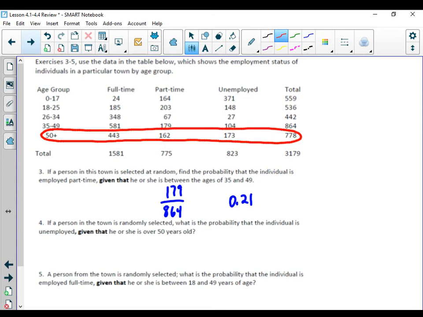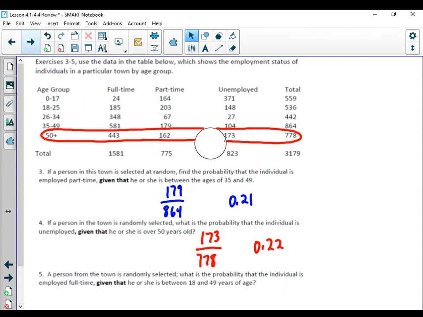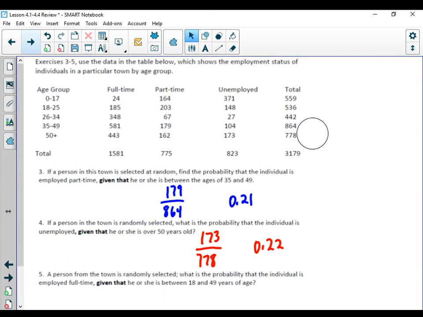And the 50 plus data, the ones that were unemployed, were 173. Out of, in that data set, there were 778. So I take 173 over 778, and I get 0.22 if I like the decimal. So the nice thing about the conditional is it restricts how much data I have to look at.